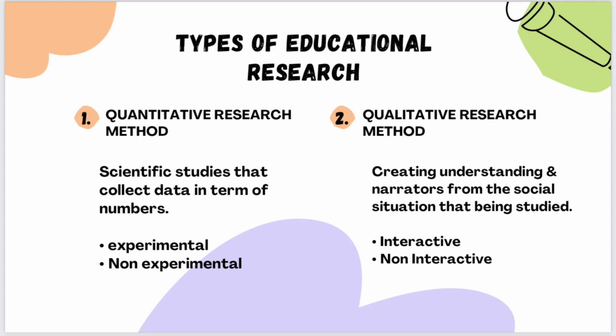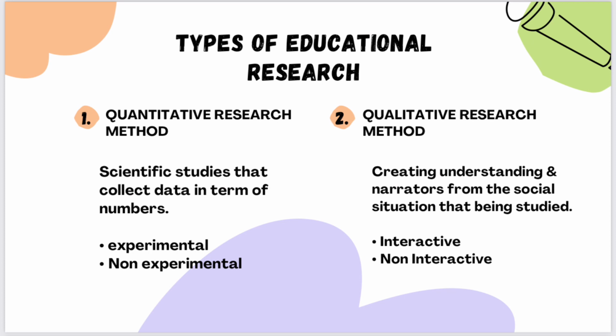So, quantitative research methodologies generally are scientific studies that collect data in terms of numbers. So, this is the kind of study that collect data and report the data in terms of numbers, whether it's just descriptive statistics or like mean, median, and mode, and there are hypothesis and hypothesis testing. So that is what quantitative research methodology is, and these methods has two kinds, experimental and non-experimental.